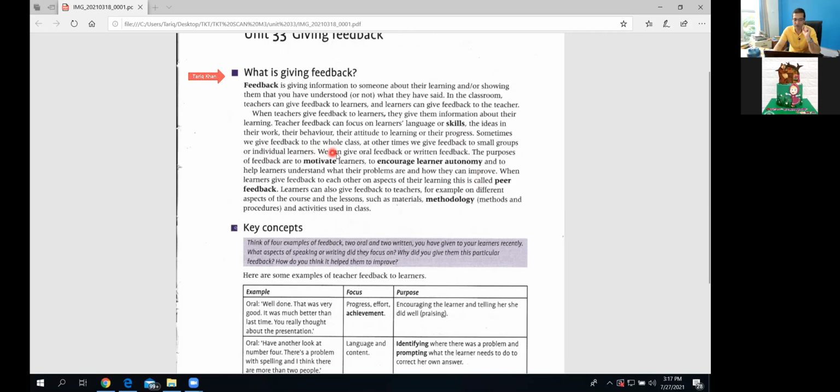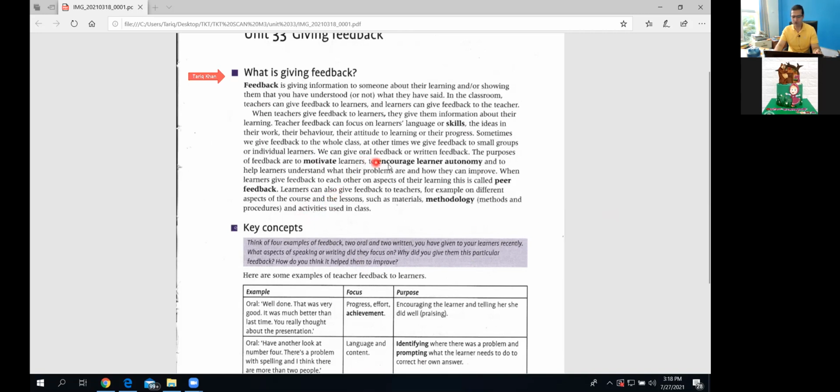Sometimes we give feedback to the whole class. At other times, we give feedback to small groups or individual learners. So it depends. Whole class feedback, like nothing to hide. Sometimes a small group. Why? Because the rest of the class might be okay, and you only want to point out certain things to a particular group of students. So that group you separate and then you give feedback to it. And sometimes it is individual. There might be one or two students, or one student, who need to be given feedback and the rest is okay. So it depends. You have to decide on it.